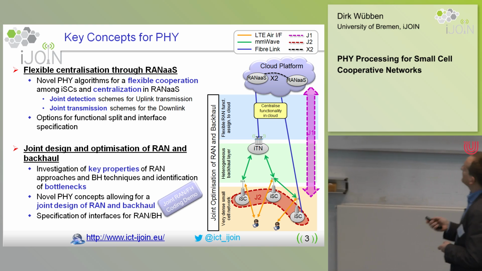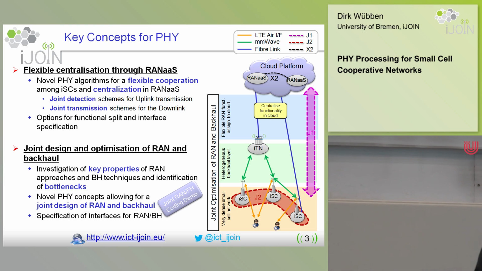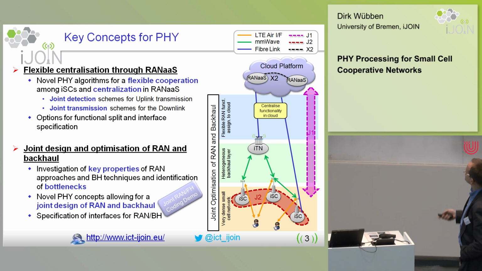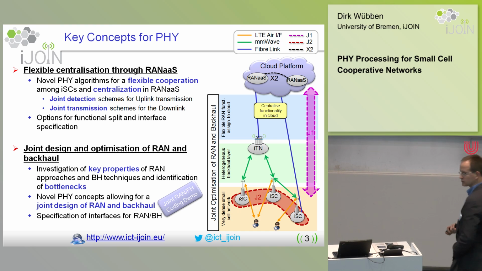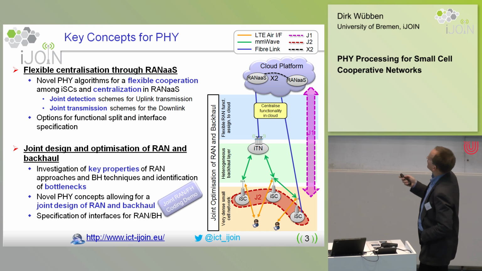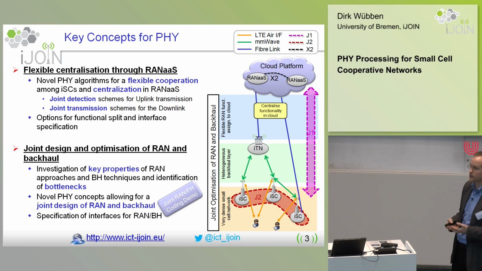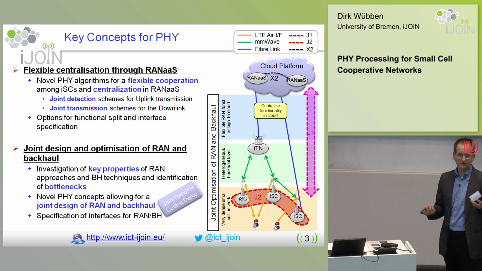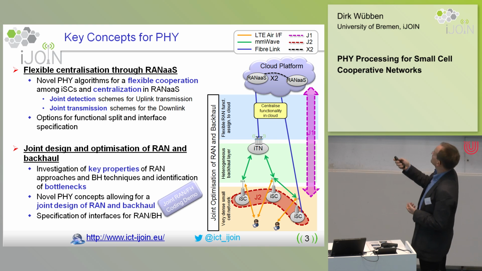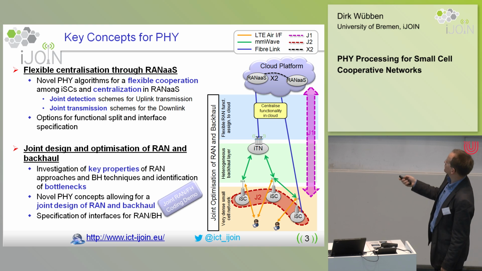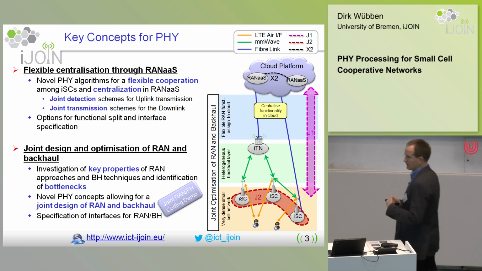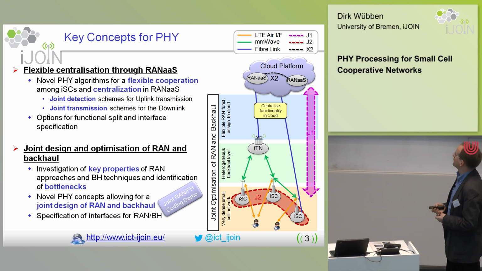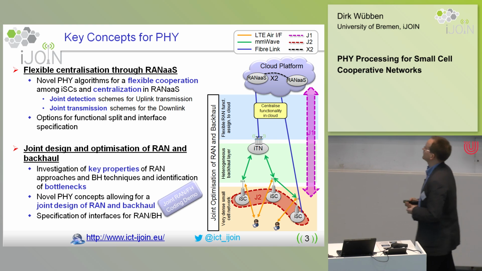So this picture, which Peter should have explained, but I think he dropped this slide, is basically the iJOIN architecture, where we have these small cells, which we call iJOIN small cells, ISCs, and we have here the cloud platform, which is the RANaaS, and now we have different backhaul connections. We have the backhaul connection, which we call the J1 interface, between the radio access point, or these iJOIN small cells, and the centralized unit, and we have the so-called J2 interface, which is the connection between the different iJOIN small cells. So J1 and J2 are the different backhaul or X-hauls that we are talking about.